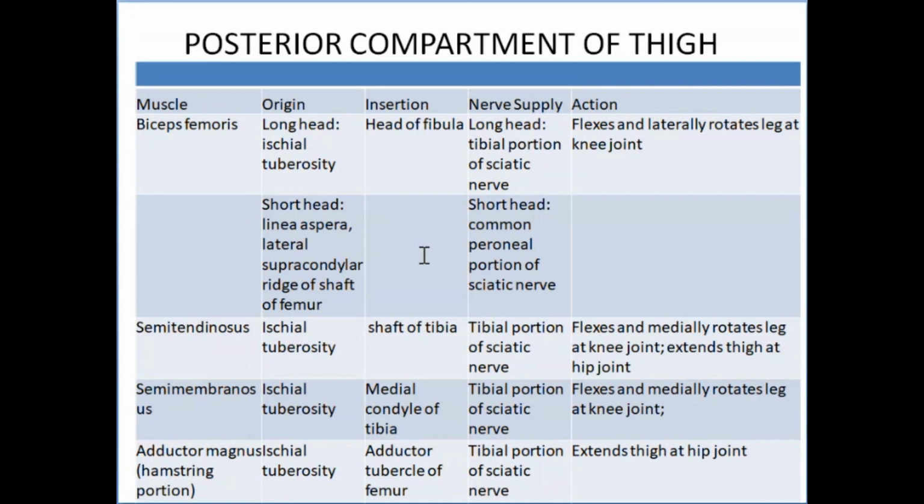What about the insertion? Biceps will form a tendon inserted over the head of the fibula. Then semitendinosus will go till tibia. Semimembranosus also will go till tibia. What about the adductor magnus? The adductor magnus will be inserted over the adductor tubercle of the femur. I hope all of you remember the adductor tubercle. So tomorrow, try to find out all these landmarks and their important attachments.